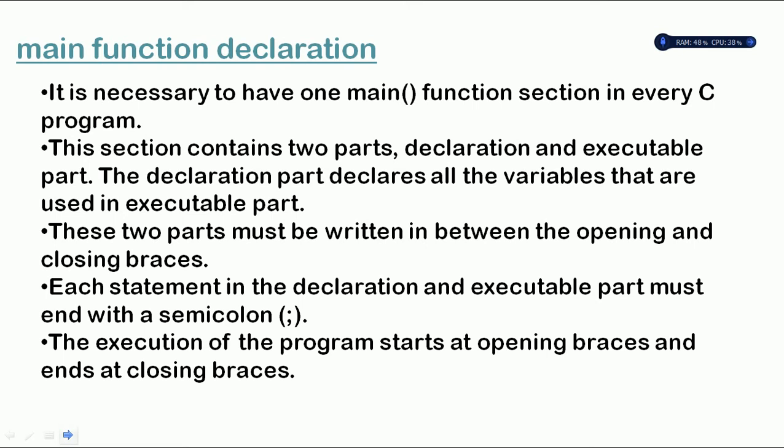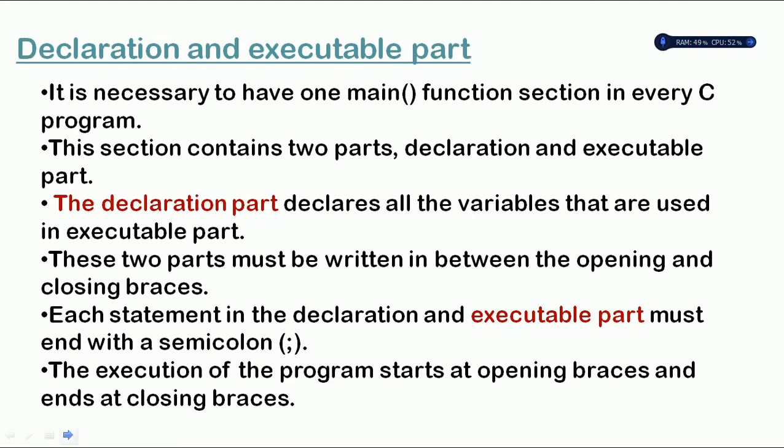And these 2 parts must be written in between the open and close braces. We have curly braces available on your keyboard, so you can use that open and close brace. Then you can write your declaration part as well as your executable part. Each statement in your C programming must be terminated with a semicolon, right? At the end of each and every line, you put a semicolon. The execution of this program starts at the opening brace and ends at the closing brace, with the declaration and executable parts in between.